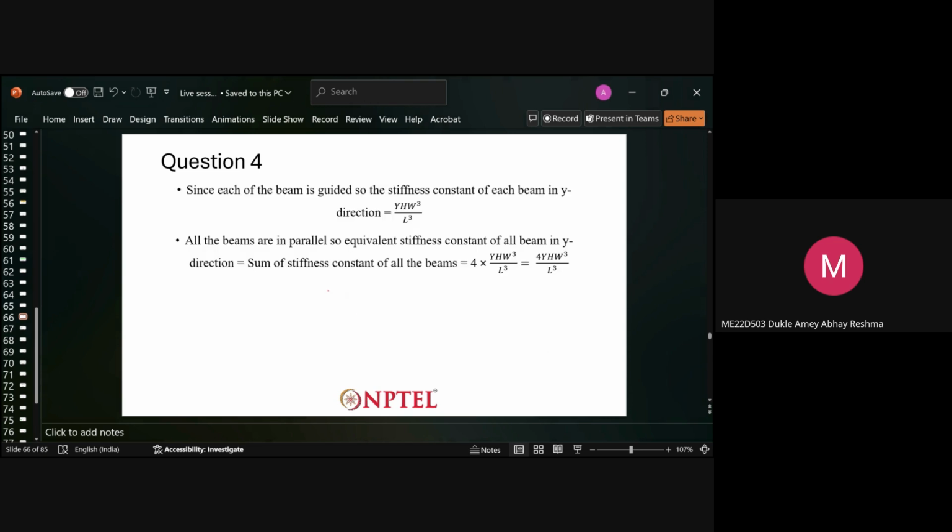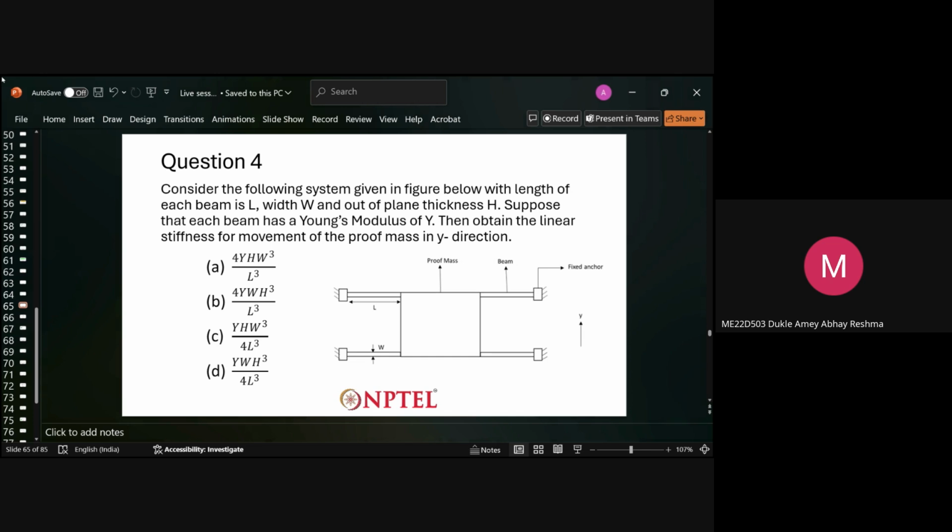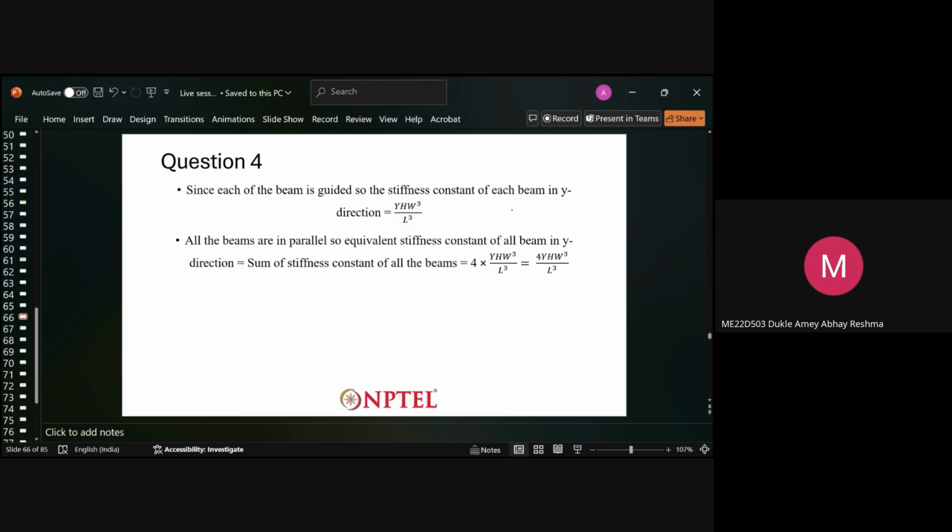If the force was in the opposite direction... now what we are doing is we are finding around the y-axis, right? For the y-axis, what matters is the W, it will be W cube. If it was along the x-axis, it would have been H cube. So in the same formula, since we are calculating along the y-axis, it is W cube, that is the out of plane thickness.